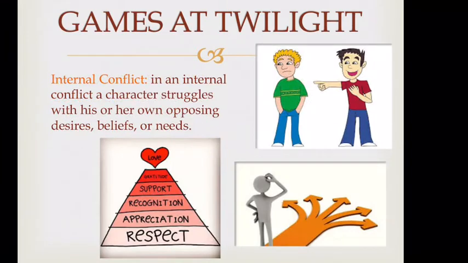Internal conflict: in an internal conflict, a character struggles with his or her own opposing desires, beliefs, or needs. For example, in Games at Twilight, the internal conflict may be complicated and subtle, such as Ravi's inner conflict that makes him want to be respected by the older children.